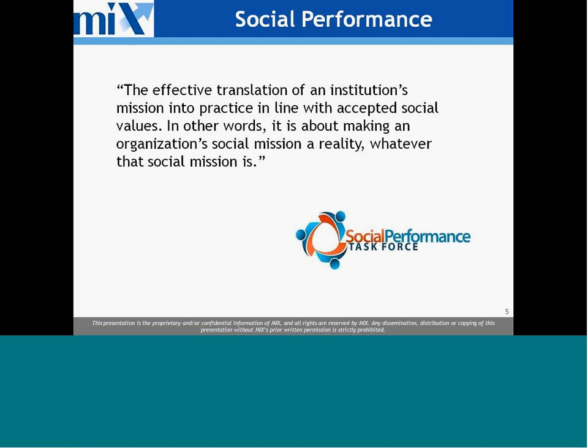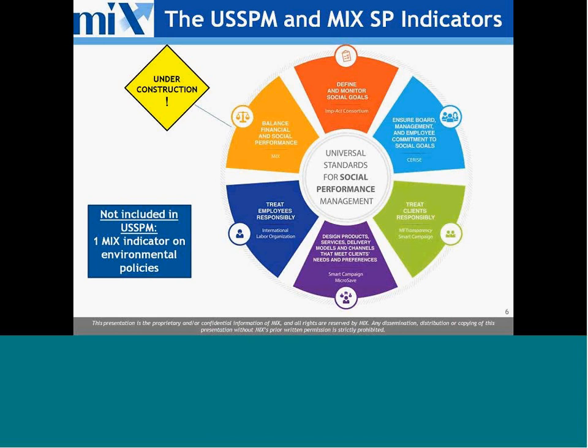In order to help MFIs implement good social performance management, the SPTF has elaborated 6 universal standards for social performance management. 11 SP indicator categories align with 5 out of 6 of these standards, namely: 1, define and monitor social goals; 2, ensure board, management and employee commitment to social goals; 3, treat clients responsibly; 4, design products, services, delivery models, and channels that meet clients' needs and preferences; and 5, treat employees responsibly.